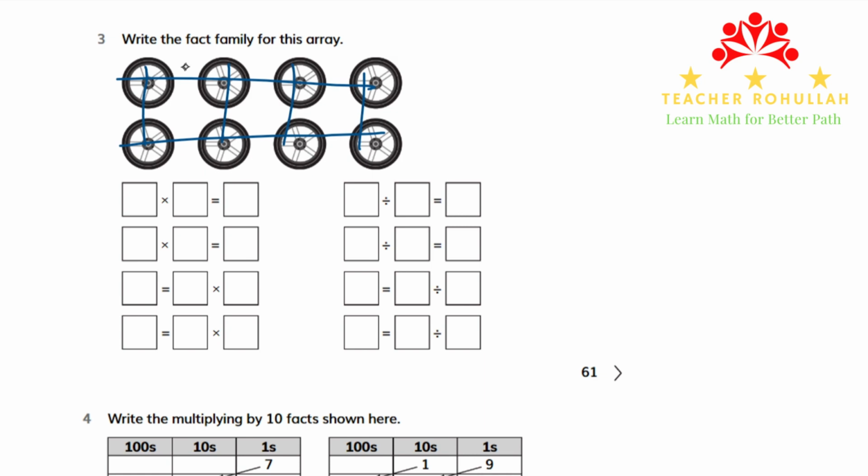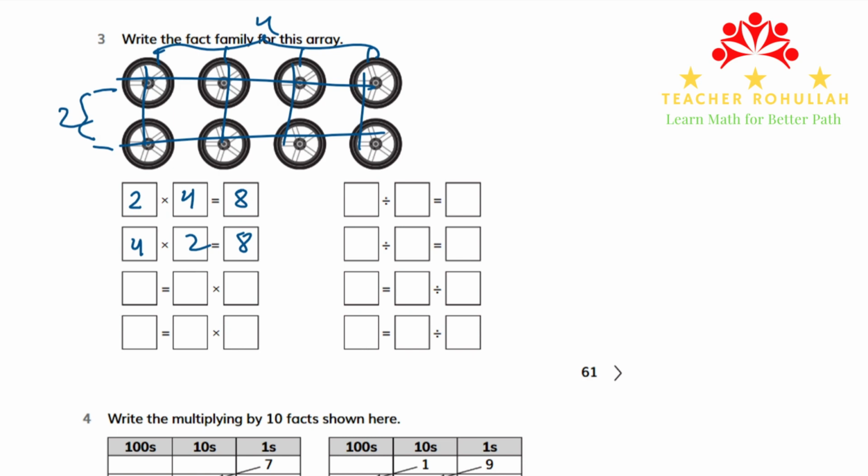How many columns do we have here? 1, 2, 3, 4. We have 4 columns, and we have 2 rows. We have 2 rows and 4 columns. Now to find the fact family for this array, we will multiply 2 by 4. So 2 times 4 is 8. If we write 4 times 2, it is also equal to 8.